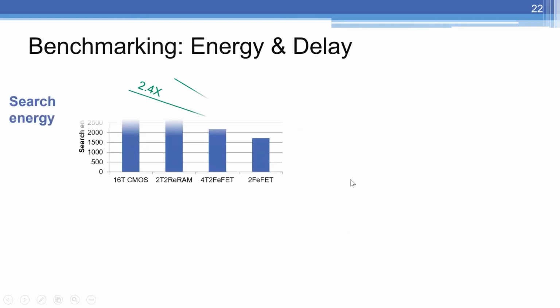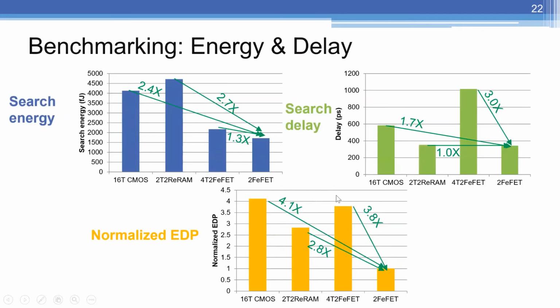The benchmarking readout at the array level of our two FeFET TCAM indicates that due to the ultra-compact area overhead, the two FeFET TCAM can achieve, in summary, for example, 4.1 times better energy delay product than the 16T CMOS TCAM, and 2.8 times better EDP than the 2T2R based TCAM. And this array level advantage of the two FeFET TCAM design can be further extended towards the architecture and application level.